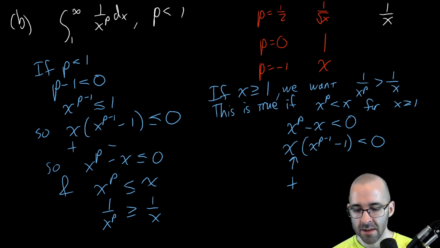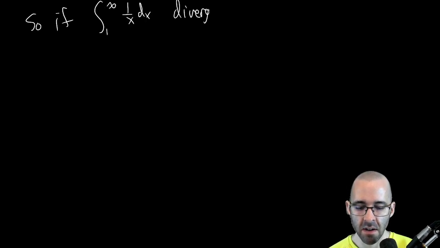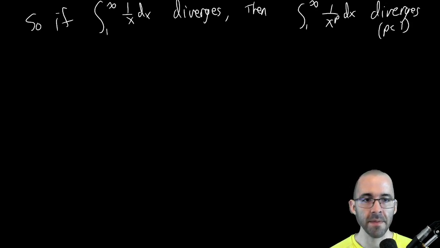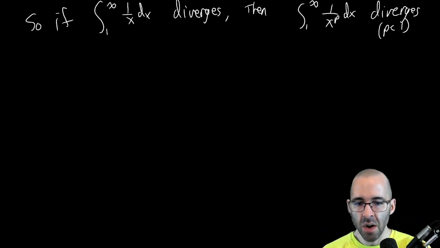Then, if that's the case, we can say if the integral from 1 to infinity of 1 over x dx diverges, then the integral from 1 to infinity of 1 over x to the p dx diverges. Again, p is less than 1. So you could go off to the side and do this.